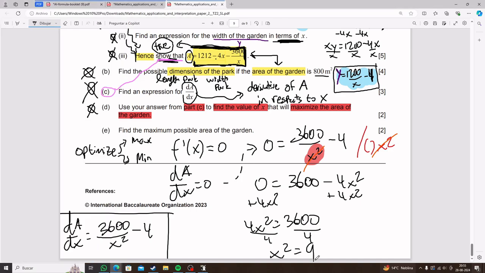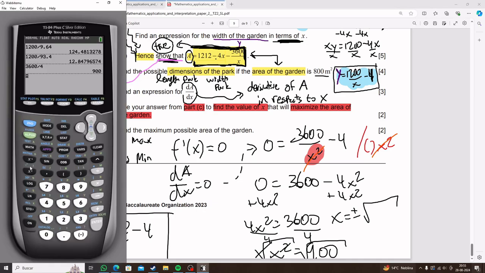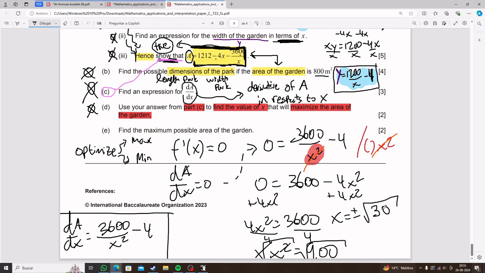Yep, it's 900. And from here, you gotta do square root to both sides in order to have this go away with this. So x has to equal plus or minus, because it is square root, plus or minus square root of 900. 30. Sorry, plus or minus 30 like this.